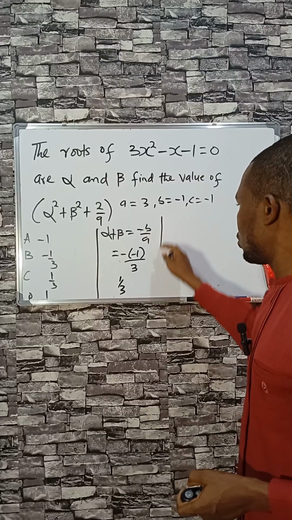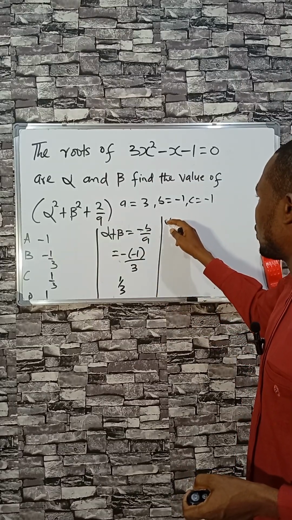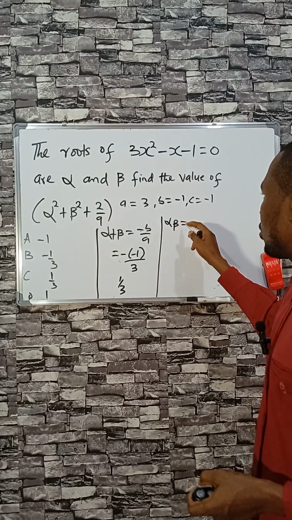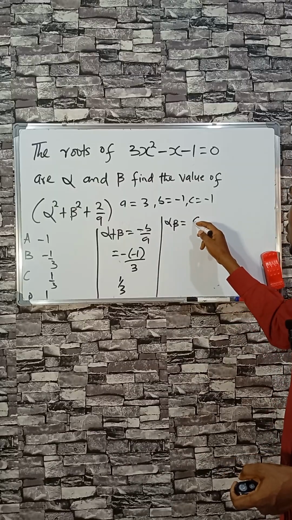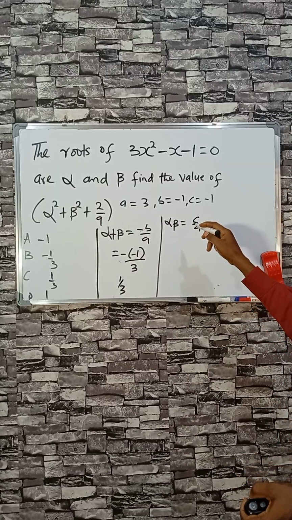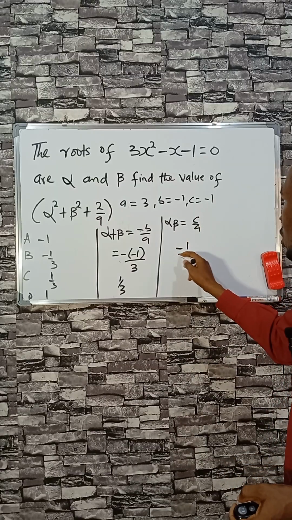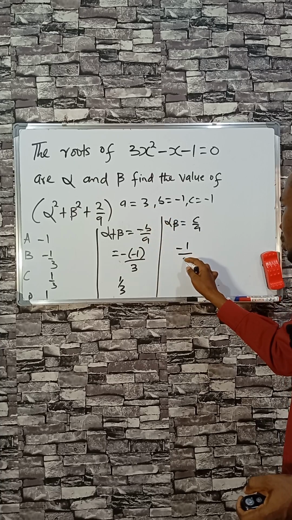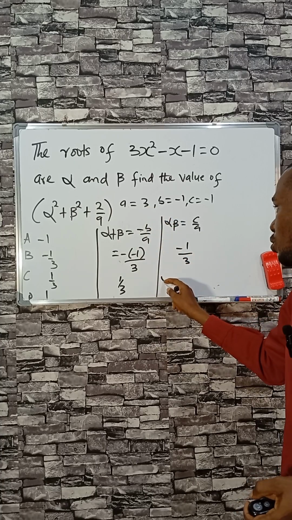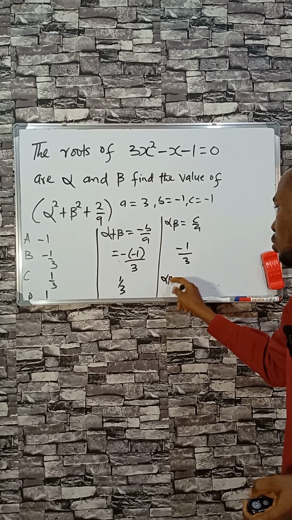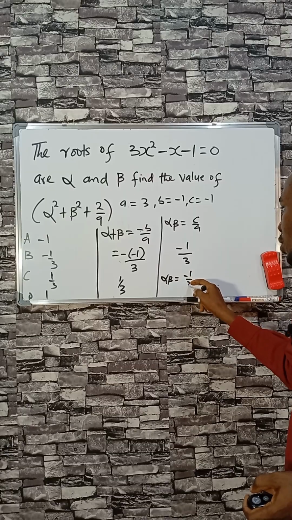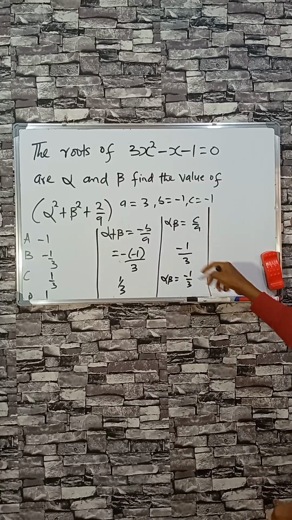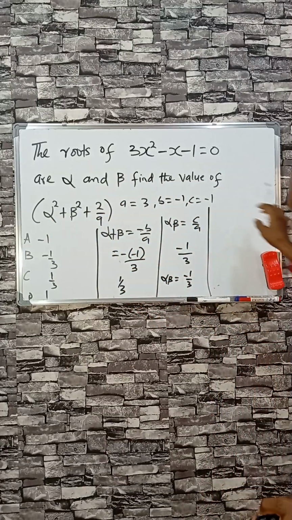The next thing you need to do is to find the product of roots, that's alpha beta. Alpha beta is given to be c over a. So c is minus 1, a is what? 3. That means the product of roots, which is alpha beta, is what? Minus 1 over 3. So we go back to this one, alpha squared plus beta squared.